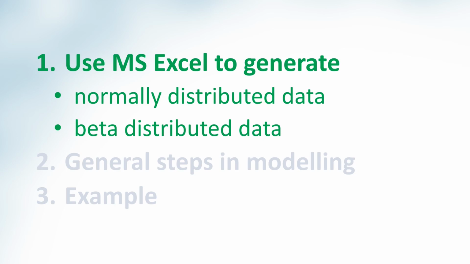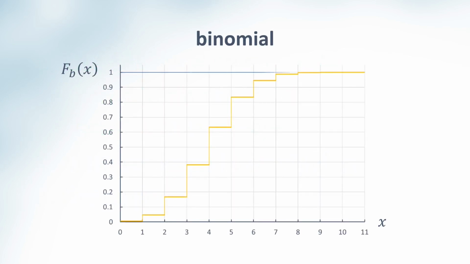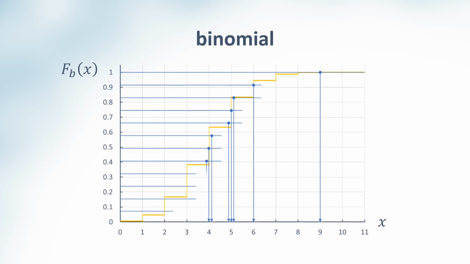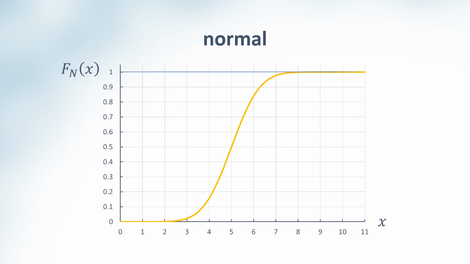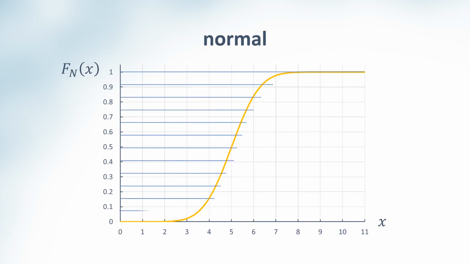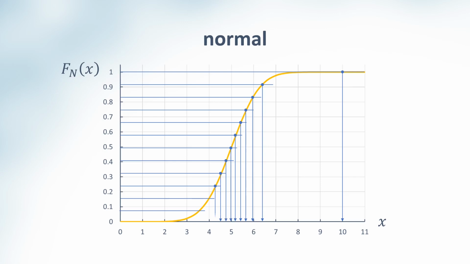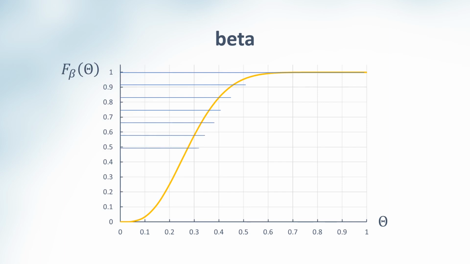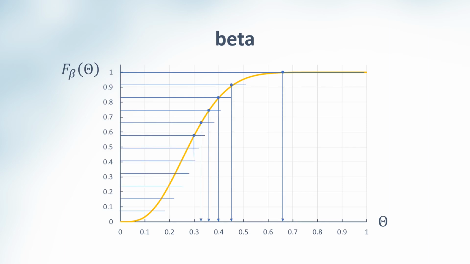Remember from the last video that we used the inverse binomial function to turn uniformly distributed random values ranging from 0 to 1 into binomially distributed integers ranging from 0 to the upper possible limit. Using that exact same logic, we can utilize the inverse normal distribution to generate normally distributed data, and we can use the inverse beta distribution to generate beta distributed data. Let's see that in action.